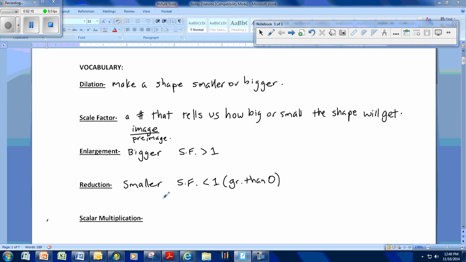Okay? And finally, scalar multiplication is when we take and we multiply everything by the scale factor. Okay, that's called scalar multiplication. Let's try some examples.